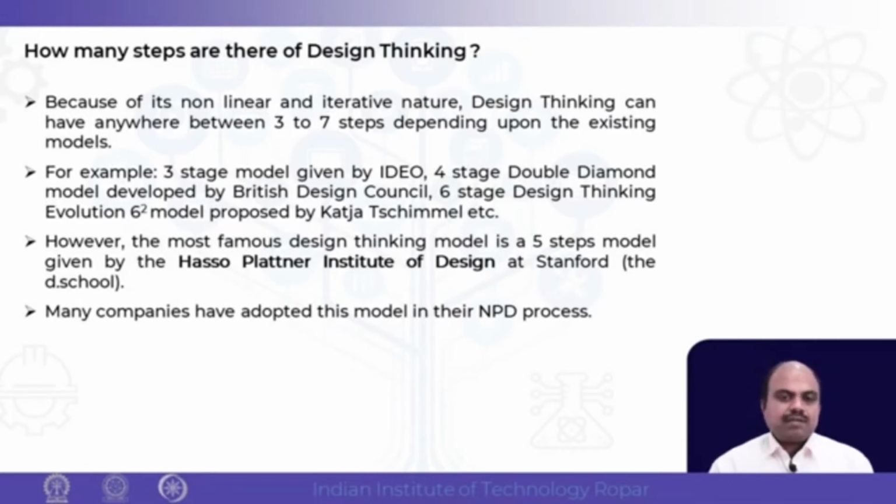For instance, IDEO has given the number of steps as 3. The double diamond method, which was designed by the British Design Council, has 4 steps. And the 6-stage design thinking model is called 6 Square. It is a model proposed by Kirja. So there are several models available for design thinking.